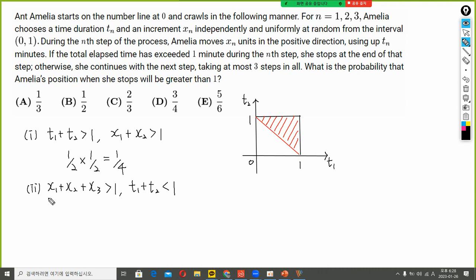And for the second case, if we use three variables, in this case, because the time duration for the first two steps is less than 1 minute, she makes another step, the last step. She has at most three steps, and the sum of these three steps is greater than 1. That's the second case.